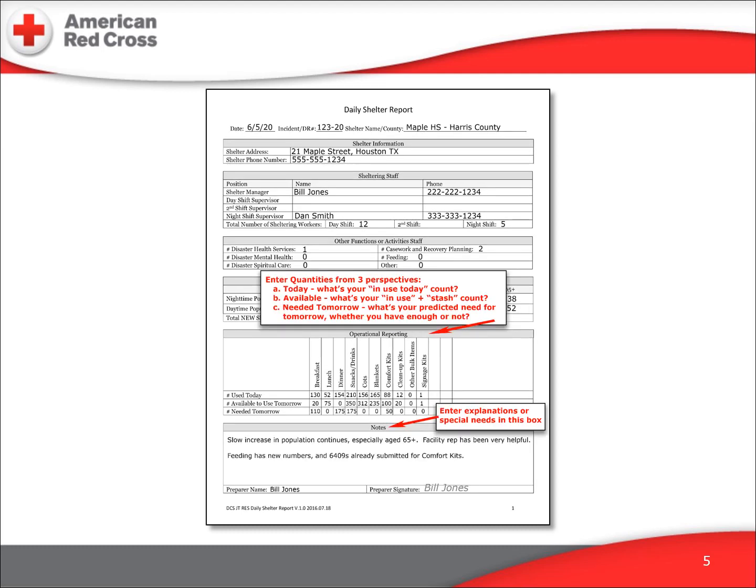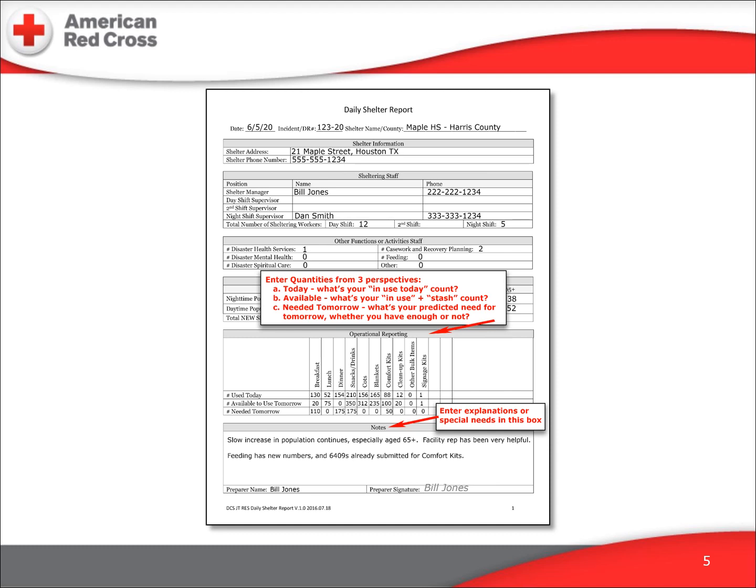The operational reporting box is where you will enter numbers from 3 different perspectives. The first line is the number that you delivered or used today. How many breakfasts were served, how many lunches, dinners, snacks, how many cots and blankets are in use, and so on. These are the numbers delivered or actually in use.